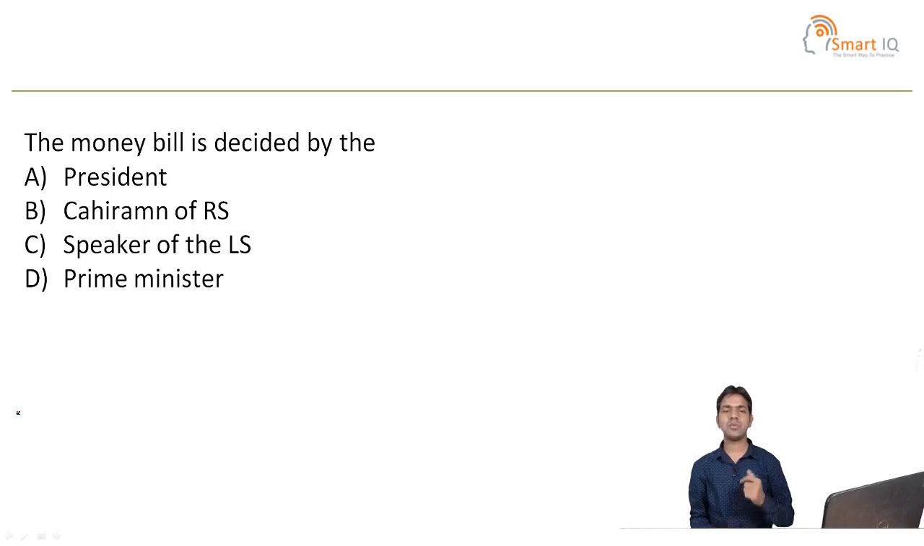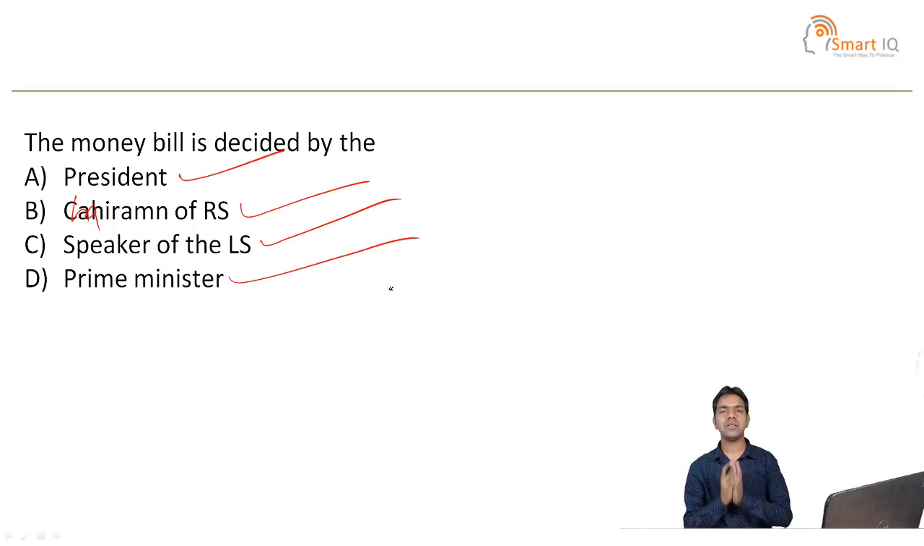So next, the money bill is decided by the: option A, the President of India. Option B, Chairman of the Rajya Sabha. Option C, Speaker of the Lok Sabha, and option D, Prime Minister. The money bill is decided by the Speaker of the Lok Sabha.